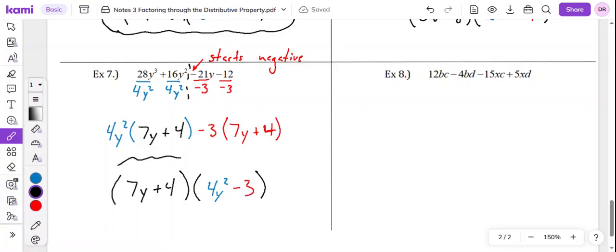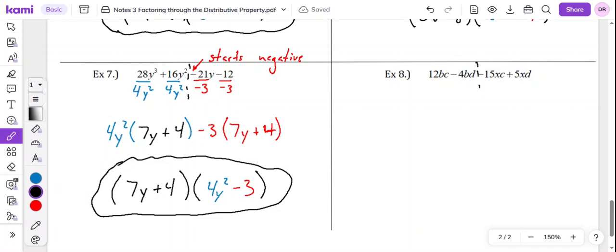And again, our results look similar each time. We get two binomial factors. All right, one last case then. If we have some extra variables involved, it's all the same process. Once you get it, you've got it, but sometimes we need a little practice before we get there.